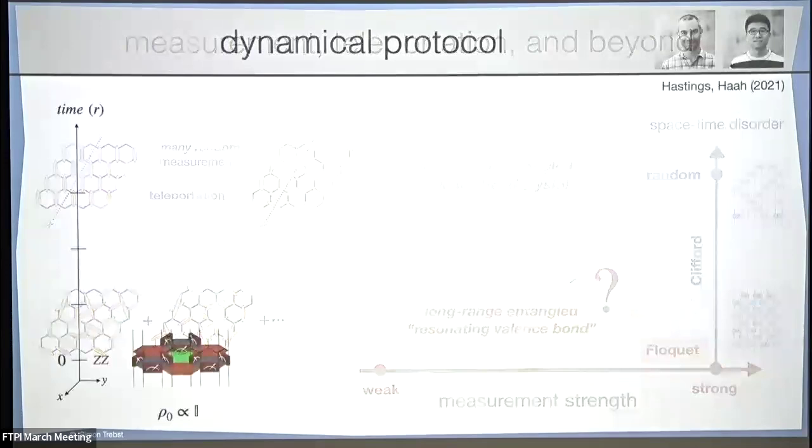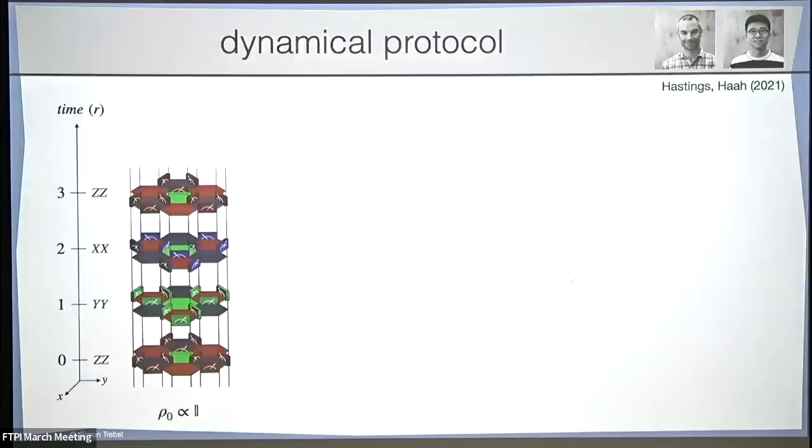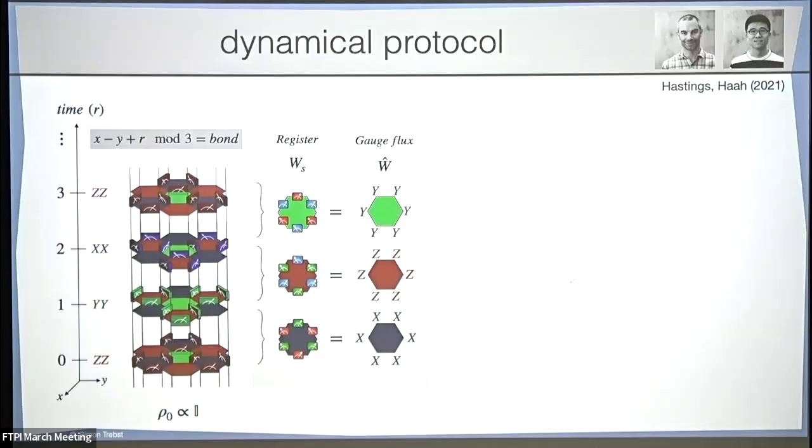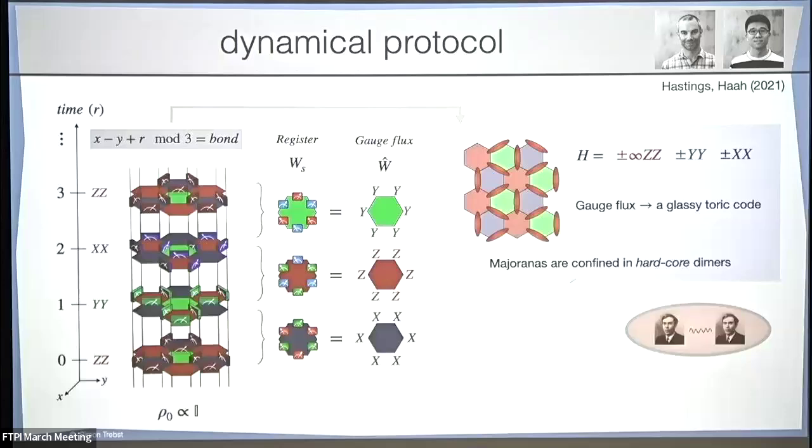Okay, so for that, we go through a dynamical protocol that Hastings and Haah first devised as a version to generate a dynamical logical qubit. It's a model where the different terms of the Kitaev model are Floquetized. So you do ZZ, YY, XX measurements in steps 0, 1, 2, and so on. The effect is that in every step you dynamically prepare a toric code. Good. So now we are taking this toric code like state, and we now weaken the measurement.